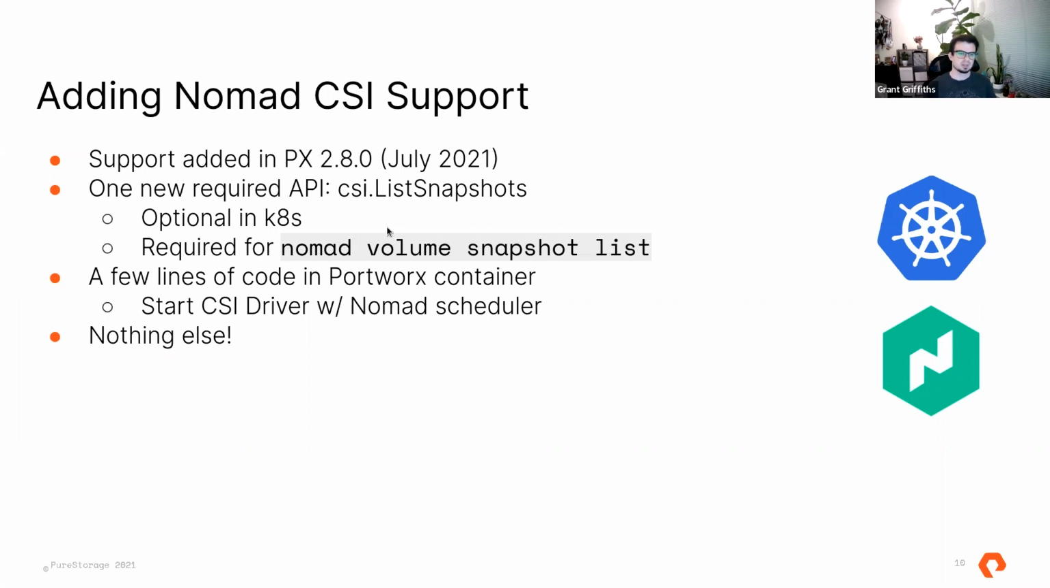But I found out there was only one new API that we needed to add to our CSI driver, which is list snapshots. This is optional in Kubernetes because it keeps track of metadata for the user in a different object called the volume snapshot object. It's recommended, but optional, so we added it for PX 2.8. For Nomad, it's required for nomad volume snapshot list, because Nomad goes straight out to the CSI driver to get the list of snapshots in a cluster. Like I mentioned, only a few lines of code were needed to add support for CSI on Nomad in our container, and nothing else. So it was a good developer experience adding Nomad CSI support. That's what I'm trying to say.